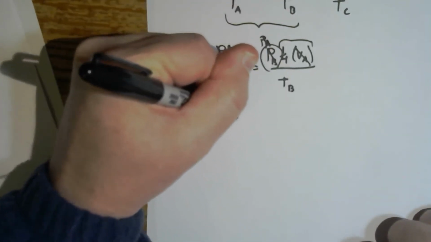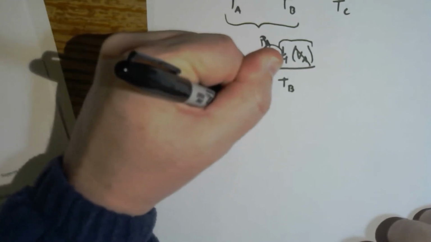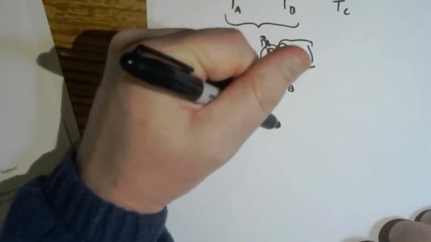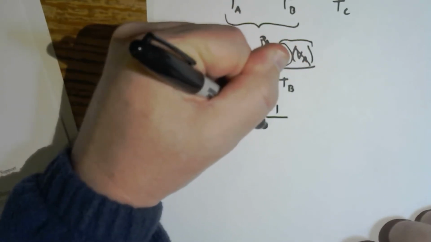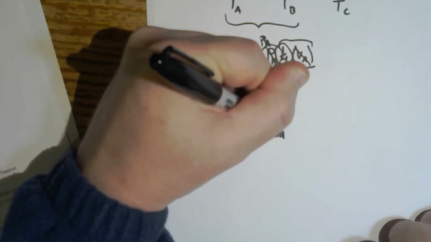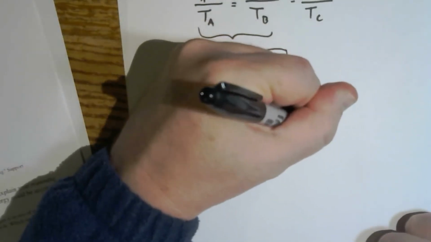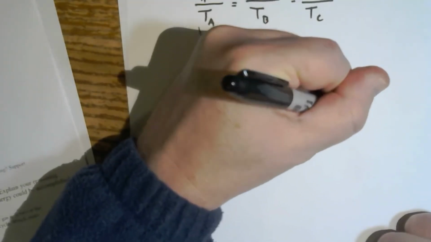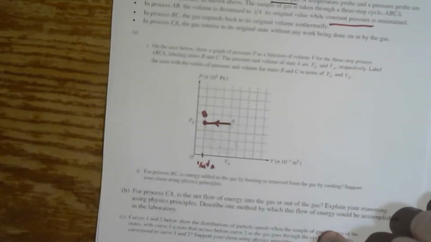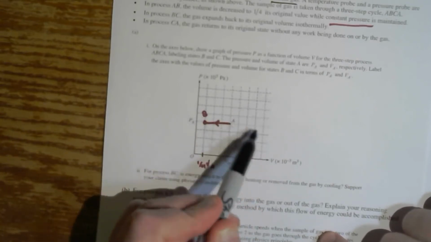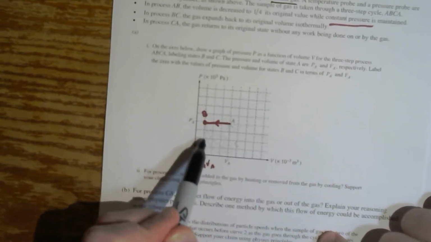And that leaves me with 1 over the temperature of A has to be equal to, well, there's just 1/4 right here. I can bring the fourth down to the bottom. 1 divided by 4 times the temperature of B. And so that means that our temperature of A is 4 times the temperature of B. And that makes sense on the graph. Anytime you're farther away from the axis, the temperature is hotter over here typically than it is over here.